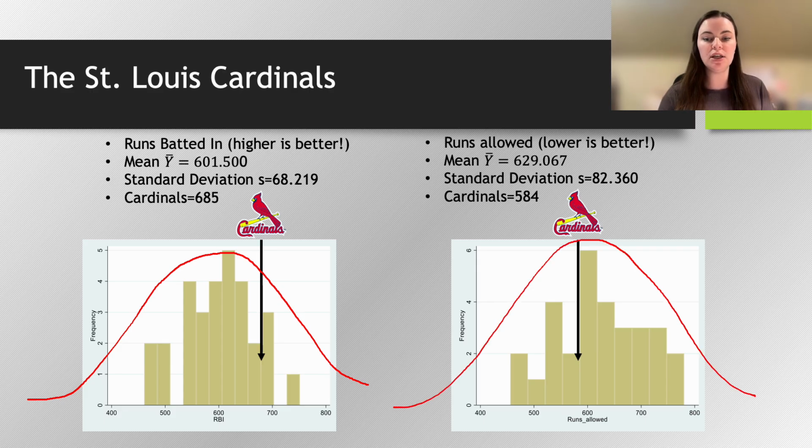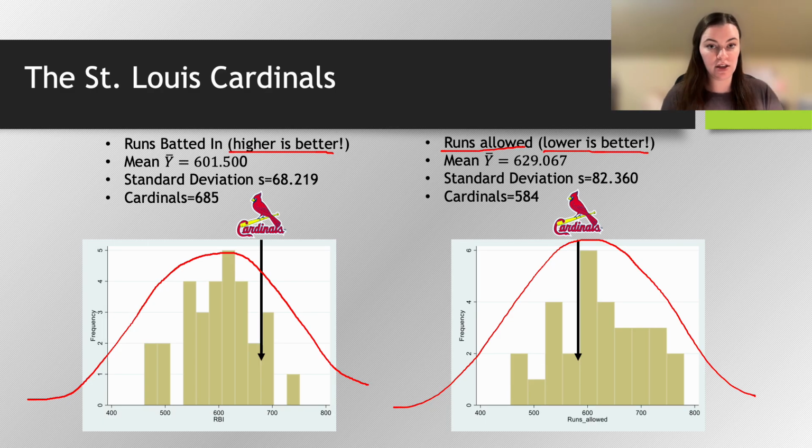And so we'll be calculating the z-score for both the St. Louis Cardinals RBIs and also runs allowed. If you're not as familiar with baseball, RBIs are the number of runs you bat in per game. So in this case, a higher score is better, so you want to be above the mean or above average. In contrast, in terms of runs allowed, that's how many runs you're giving up a game, and so you want to have less runs allowed, so lower is better in this case.